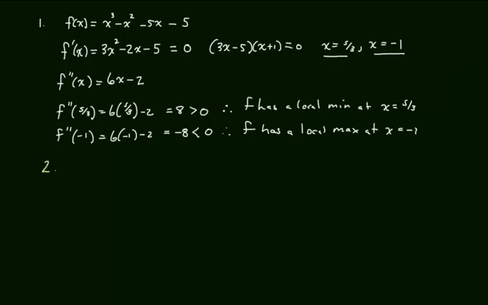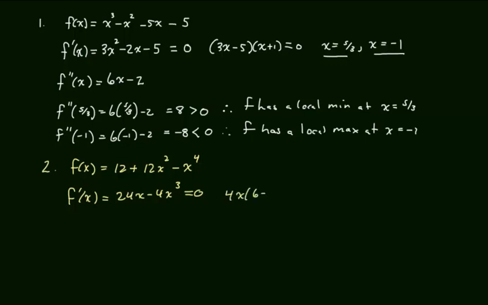Example number 2, we have f of x equals 12 plus 12x squared minus x to the power 4. We're doing the same thing in this particular example. So first we're going to find f prime of x, which is 24x minus 4x cubed. We set it equal to 0 to find the critical points, to find the vertices. And I'm going to factor here. We'll pull out a 4x, and we're left with 6 minus x squared, and that equals 0. And you can see that there will be 3 critical points. One at 0, one at negative radical 6, and one at positive radical 6.